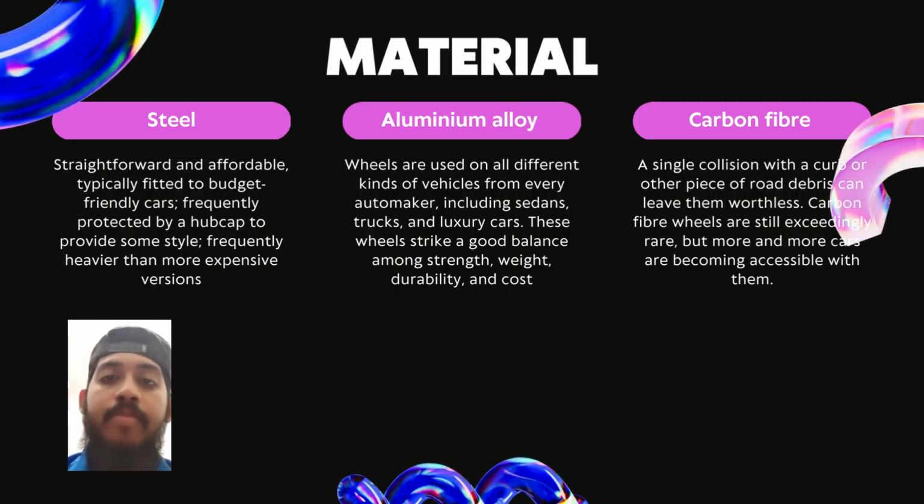So the types of wheel rim materials: the first one is steel, which is straightforward, affordable, and typically fitted to budget-friendly cars. The second one is aluminum alloy, which is used on different kinds of vehicles from every automaker, and strikes a good balance among strength, weight, durability, and cost.